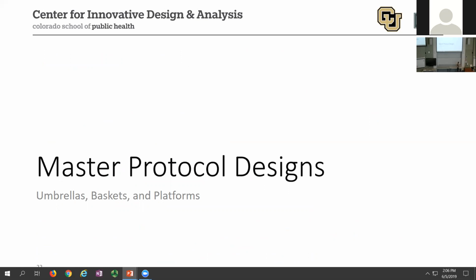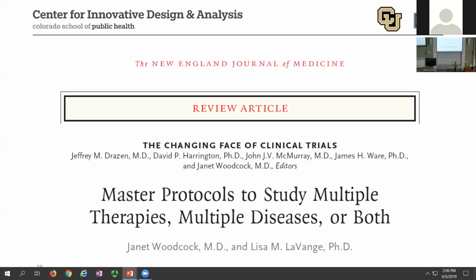So I'd like to change gears slightly now. We've touched very briefly on a lot of the adaptive elements from the FDA guidance. One area, though, that these are being applied more frequently and are also a really popular area of research that I also focus on is this idea that's known as master protocol designs, or umbrellas, baskets, and platforms. And we'll see what these mean in the upcoming slides.